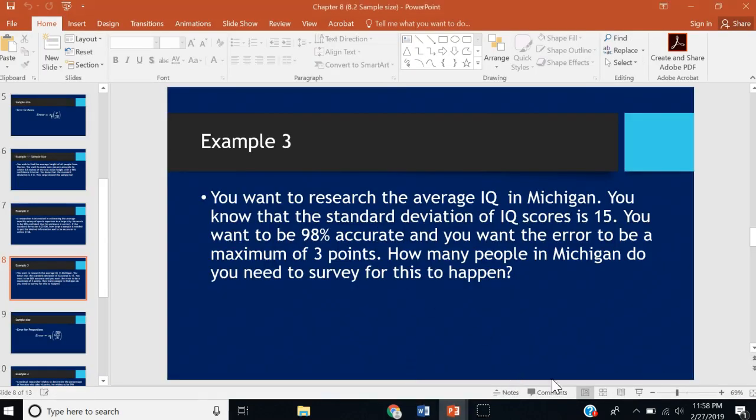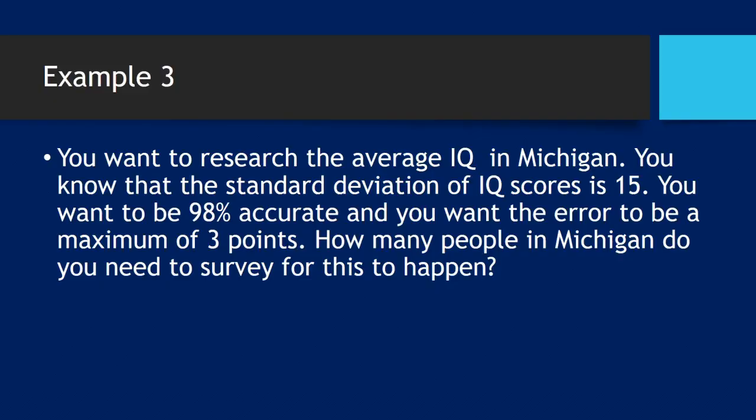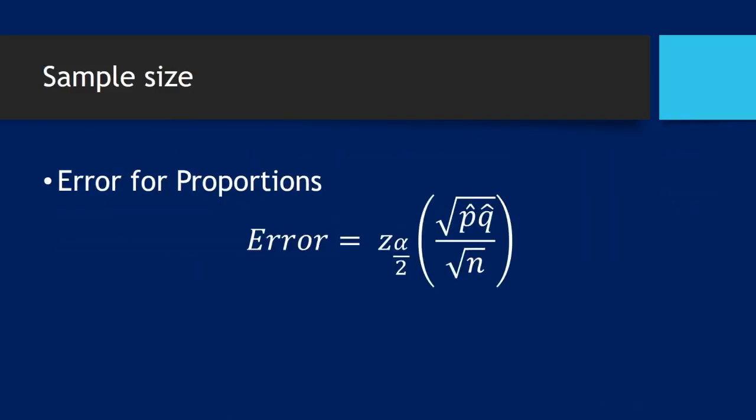Now, what's going to happen when we move to proportions? Well, with proportions, I said this is the error. We got a z of alpha over 2 multiplied times the square root of p hat q hat. Remember, that was the sample proportion of success and sample proportion of failure divided by square root of n. So it's going to look very, very similar, except instead of having a standard deviation, we're going to have a p hat and a q hat.